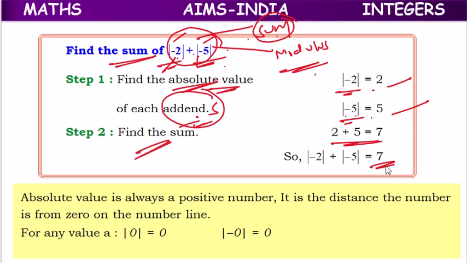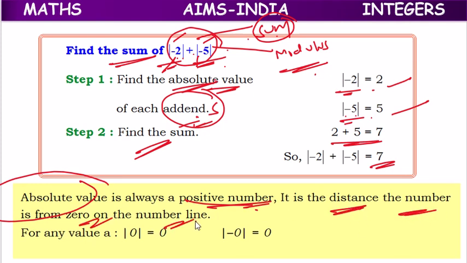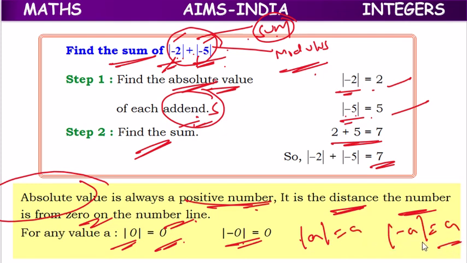Absolute value is always a positive number, because it is the distance of a number from 0 on the number line. Modulus of positive 0 is 0. Modulus of negative 0 is 0. Modulus of positive A is A. Modulus of negative A is A. Either the given value is positive or negative, but the modulus is always positive.